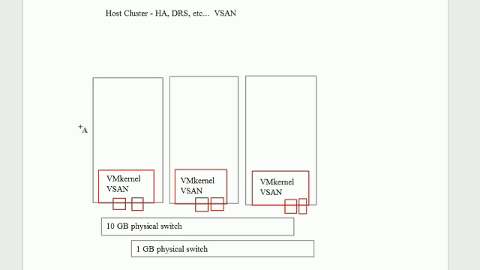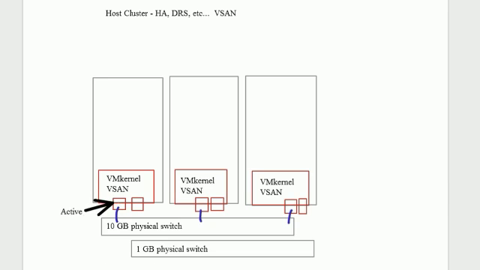Maybe I've dedicated one 10 gig switch specifically to VSAN, but I want to have a backup switch just in case that switch breaks. And so I can do this. This is a valid configuration. What I can do is connect one of the VMNICs on each virtual switch to my primary physical switch, and those will be active adapters. So I'll mark those adapters as active. This one right here is active.